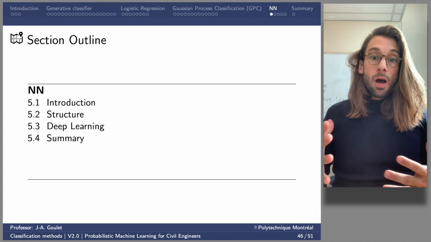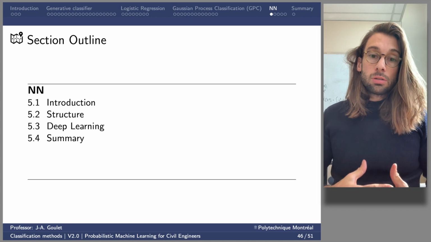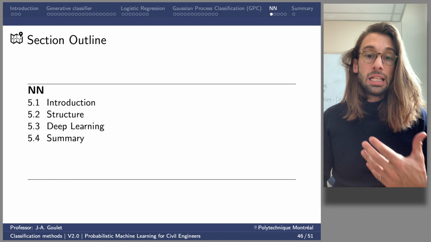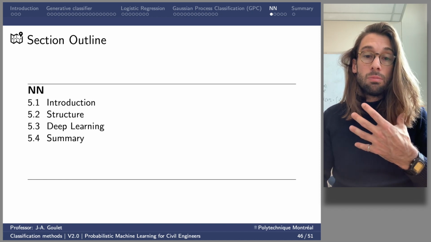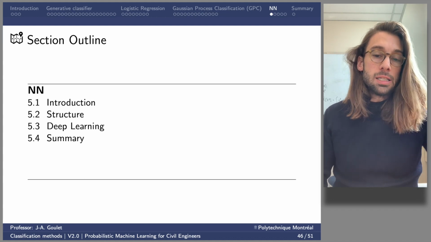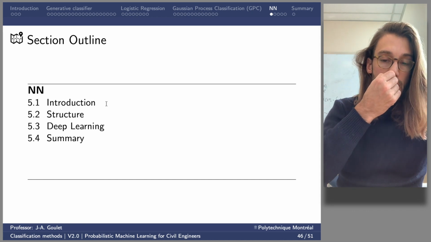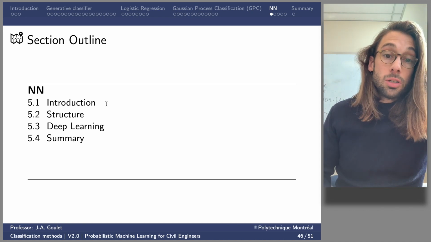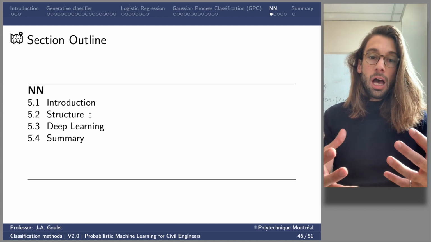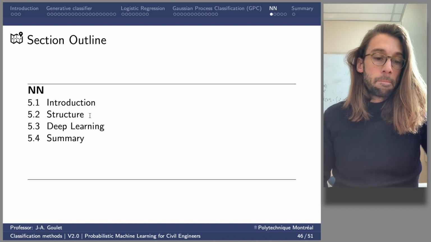Okay, the last approach I want to see with you today is how we can use neural networks. Neural networks are another class of discriminative classifier that can be used and that are extremely powerful and really well suited for large data sets. So we're going to look at an introduction where we go back and look at the regression setup. Then we're going to see how we can define the structure for such a neural network and how this is embedded into what is called deep learning.